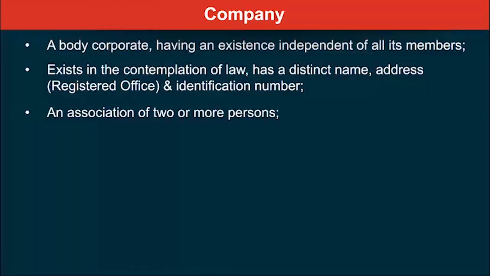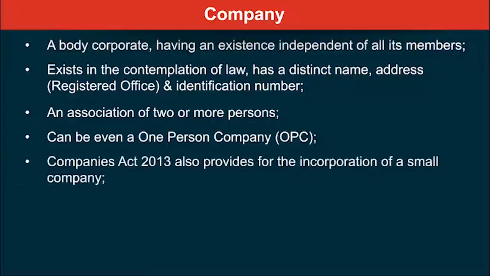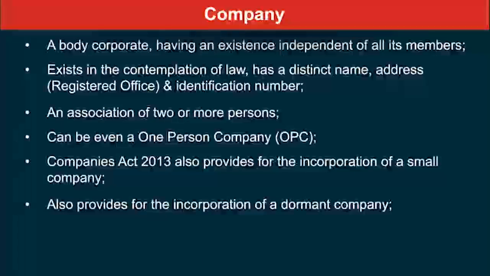It is an association of a minimum of 2 or more persons. However, today we have what we call a one-person company, where only one person becomes a member. The Act also provides for incorporation of a small company, and for incorporation of a dormant company. These are two new kinds of entities in the Companies Act 2013 with very specific purposes.